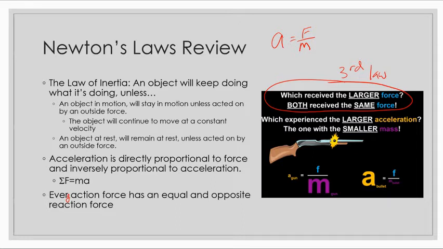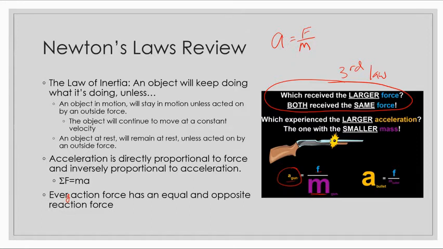Now it's going to accelerate, and the reason there's going to be an acceleration is because there's a force acting on it. So that's Newton's first law. Newton's second law is saying that our acceleration is going to be small if our force is small, based on the mass of our gun. So as our mass increases, acceleration is going to decrease.